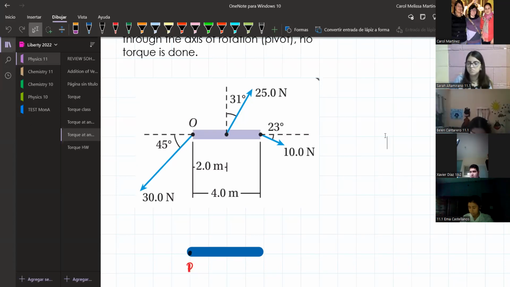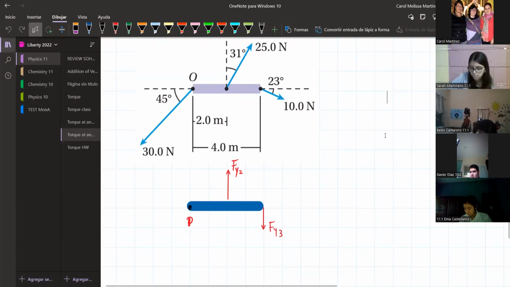Now, remember, I'm not gonna use the forces. I will use the components of the forces. So in this point, and going up, I'm gonna have my component y of the force 2. And in this point, but downward, I'm gonna have the vertical component of my third force.